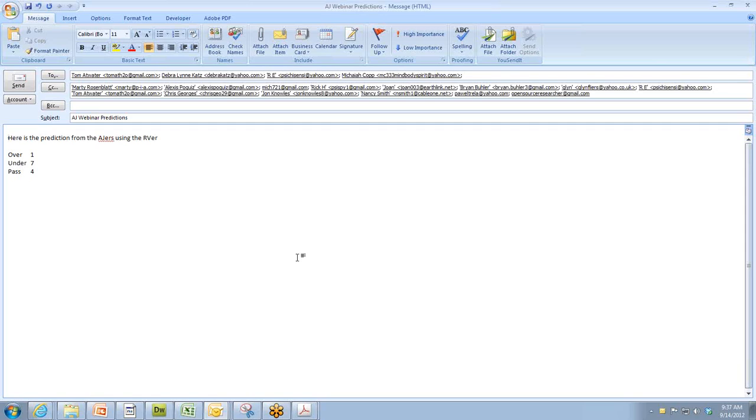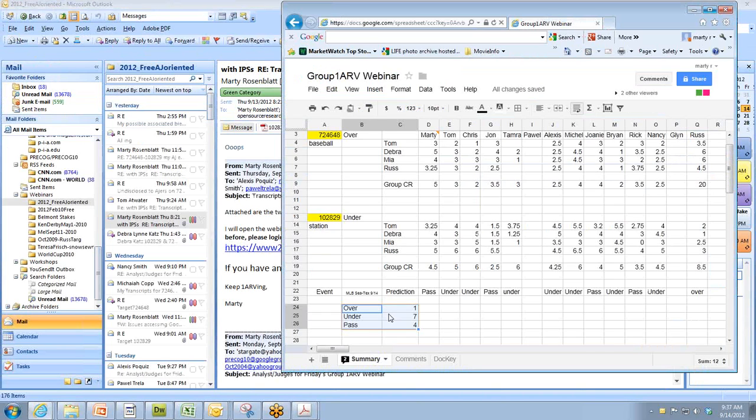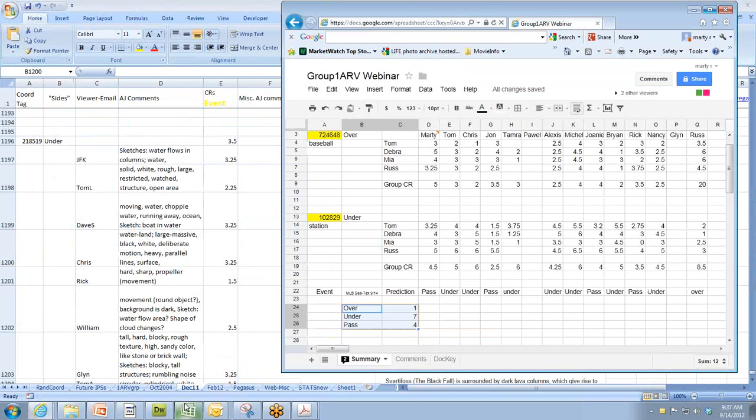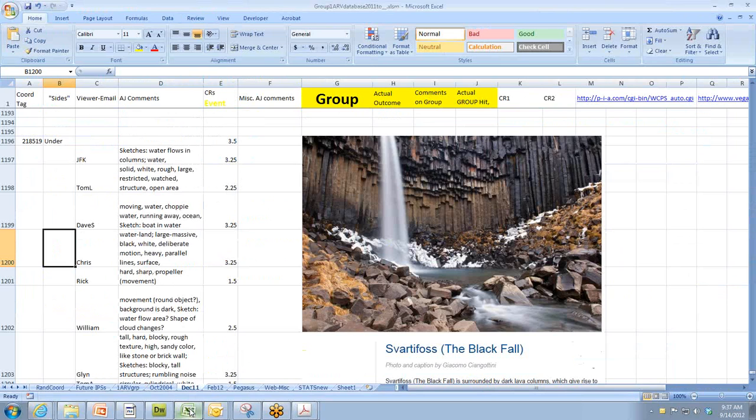Okay. Here is the prediction from the AJers using the RV transcripts. Do I need to say anything else? I usually try to keep everything quiet. Oh, maybe I can repeat the game. That might make a certain amount of sense. Where do you get the line from, Marty? You need to get the line, right? I think it's 9 right now.